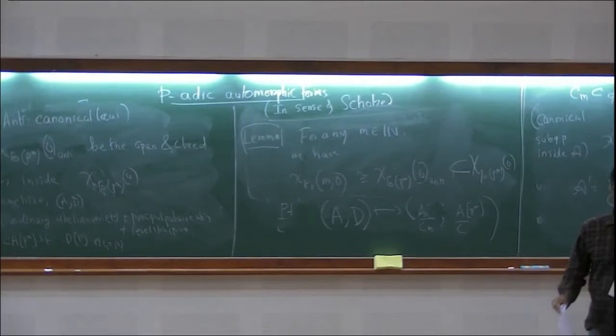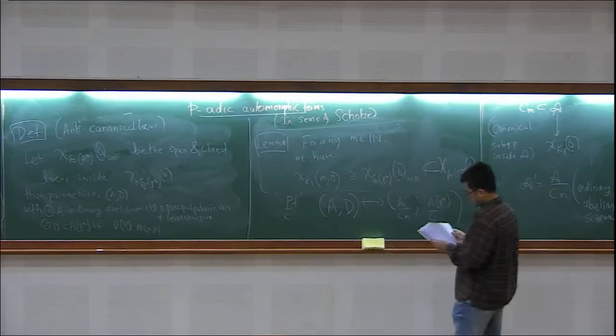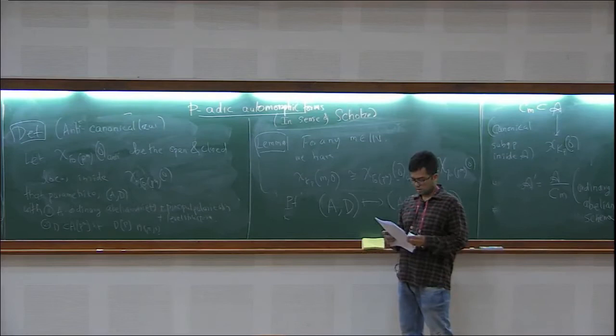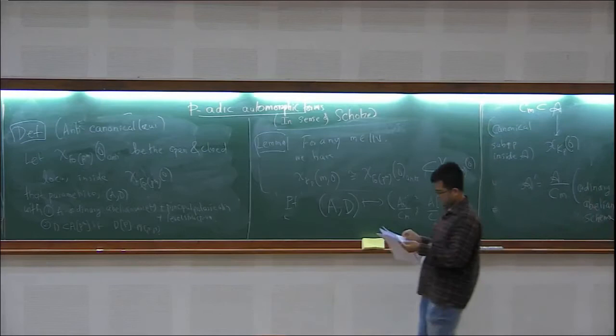Sorry? D. Okay. That's a good question. No, but then D depends on CM, right? CM is a canonical subgroup of... Yeah. So D_M sits inside this C1, and then C1.